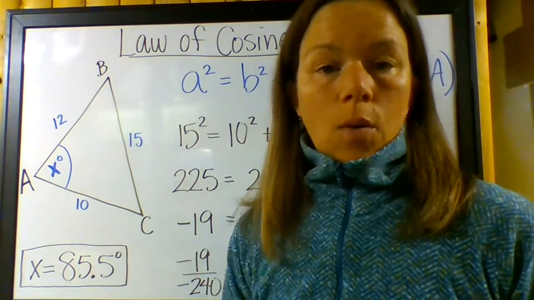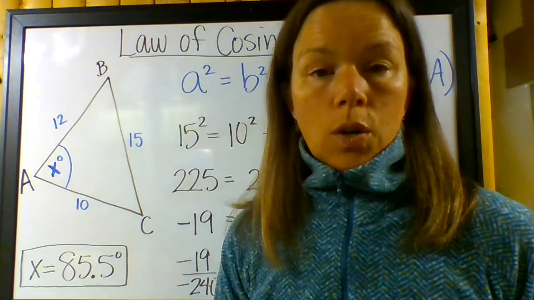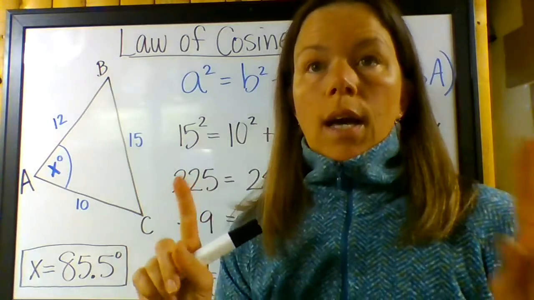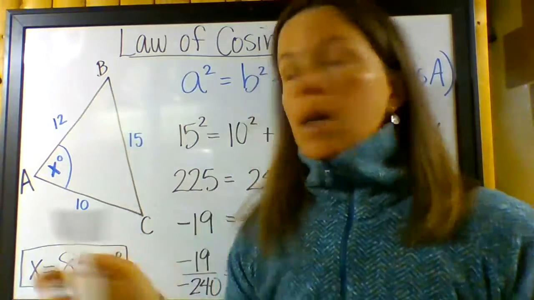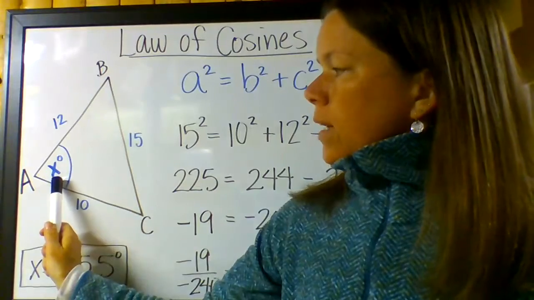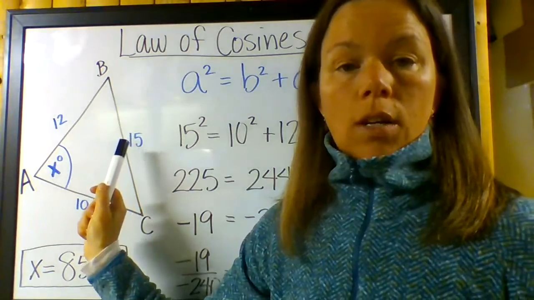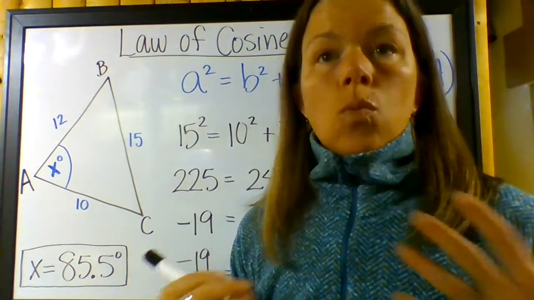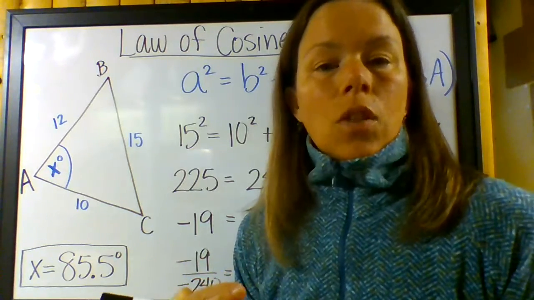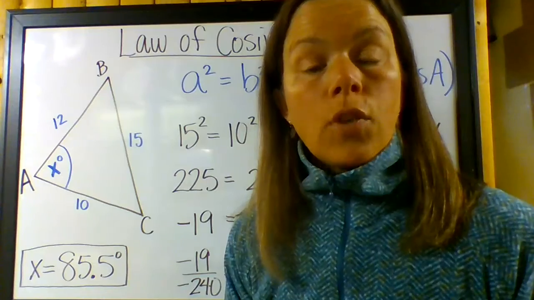In this case, though, I don't have two angles to work with. So I can't set up a proportion, because I'm given one angle to find and all three sides of this triangle. So I have to decide what I'm going to do, and I can't use the law of sines. So we're going to use the law of cosines.